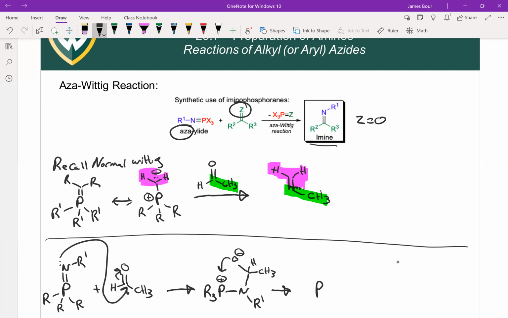The driving force for this reaction is not evolution of N2 as it was in the Staudinger reaction. It is in fact the formation of a phosphorus-oxygen bond. Phosphorus-oxygen bonds are quite strong, and so it is willing to exchange its phosphorus-nitrogen bond for a phosphorus-oxygen bond. Generating our imine. And the corresponding phosphine oxide.